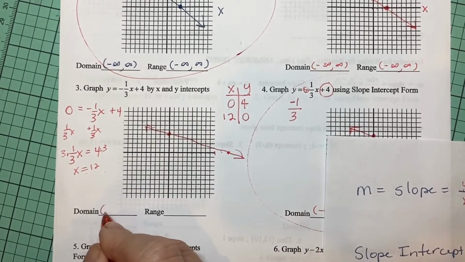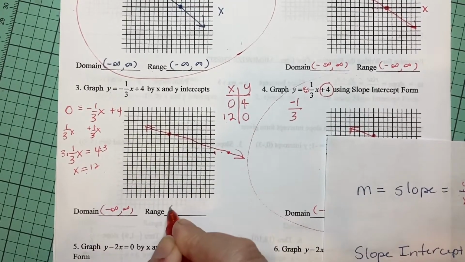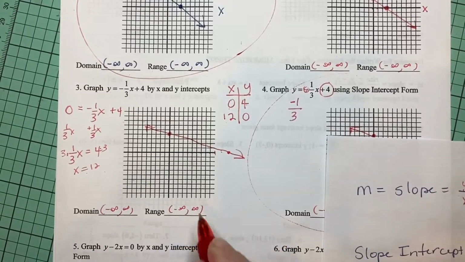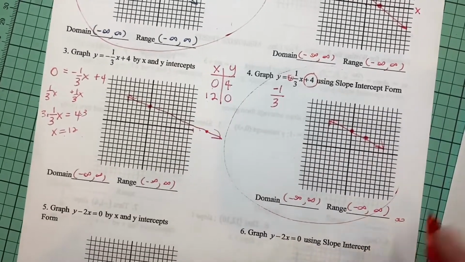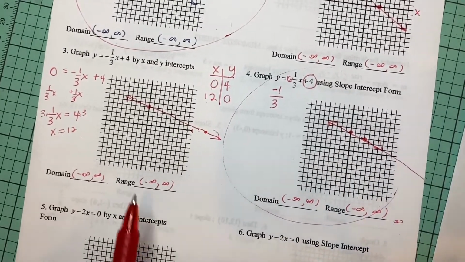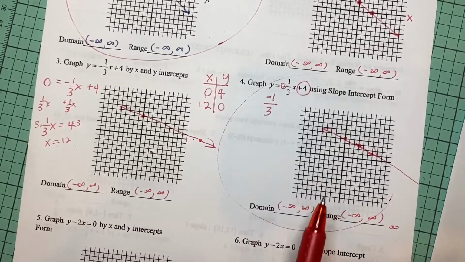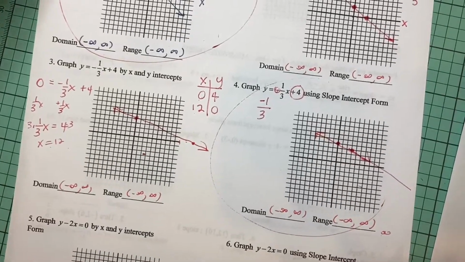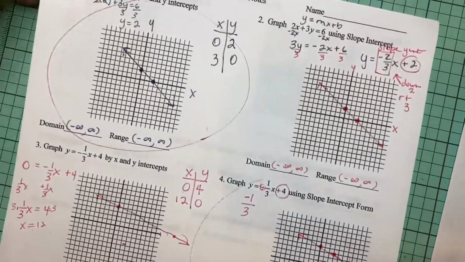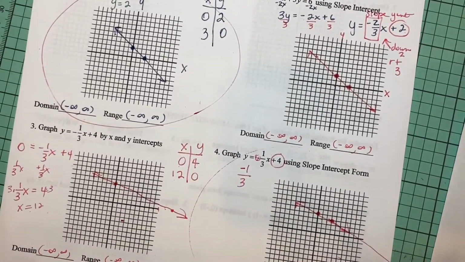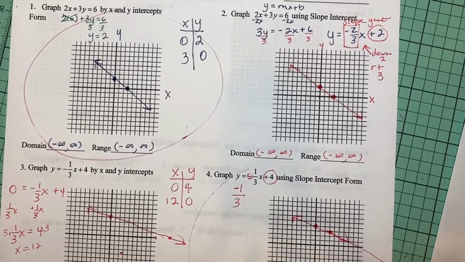Domain is still negative infinity, infinity. Range is still negative infinity to infinity. But you see, even though this one would continue on forever, they're the exact same line. But of course, this way was much easier. So if you want to graph quickly without having to show a lot of work, here's kind of the key in my opinion.